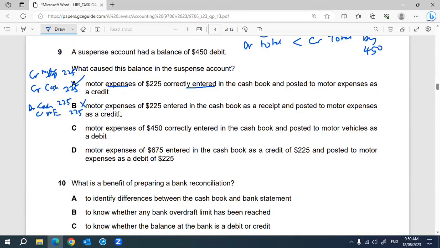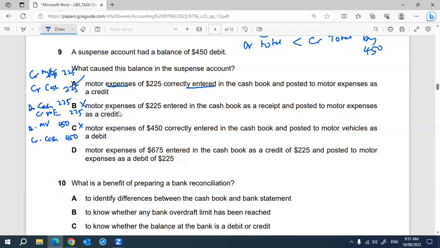Next, motor expenses of 450 correctly entered in the cash book, posted to motor vehicle as a debit. So here we have correctly credited cash and we have correctly debited 450, but it went to the wrong account. It went to the asset account instead of the expense account. So C is an example of error of principal. So this is not what we're looking for.